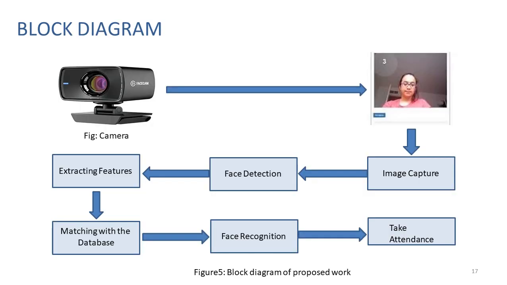The block diagram consists of the camera. We use the camera to take a picture. After taking the picture, the region of interest, that is the facial part, is detected, and from that part facial features are extracted. Those features are then matched with the database. If it is matched, then facial recognition is done and the attendance is marked.